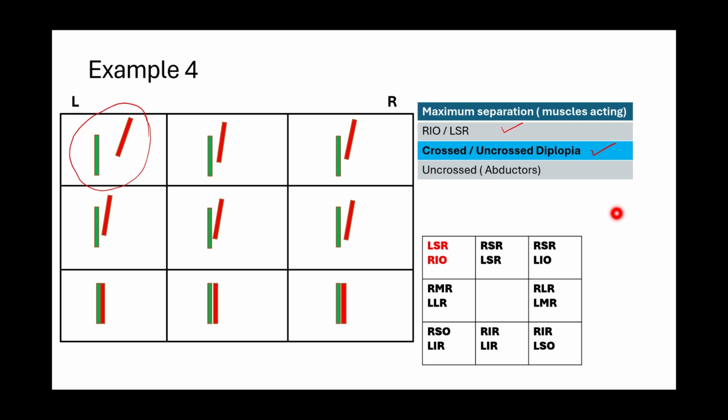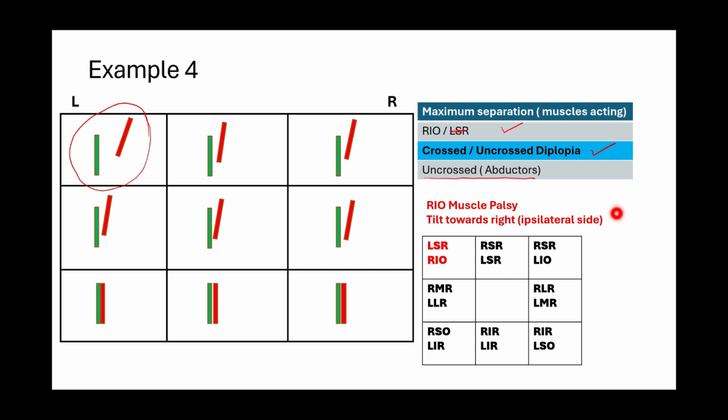Next step is crossed or uncrossed. It is an uncrossed diplopia because the right image is on the right side and the left image is on the left side. Uncrossed diplopia means it is the abductors that are responsible. We know that vertical recti are adductors. So the culprit here must be the right inferior oblique. Let's see whether it is correct. Yes, it is the right inferior oblique muscle palsy.